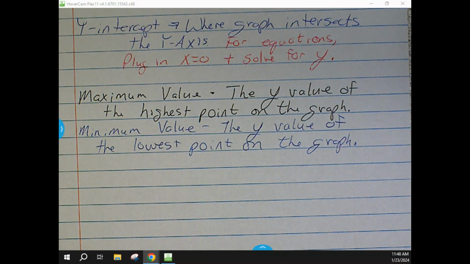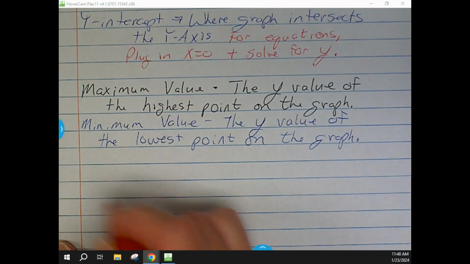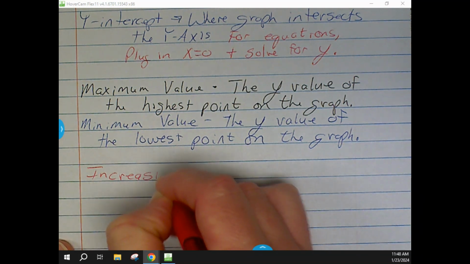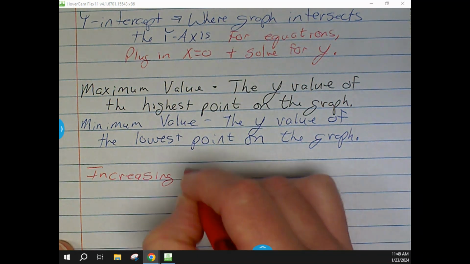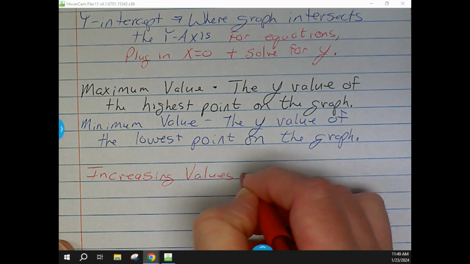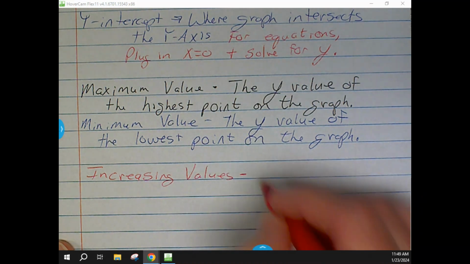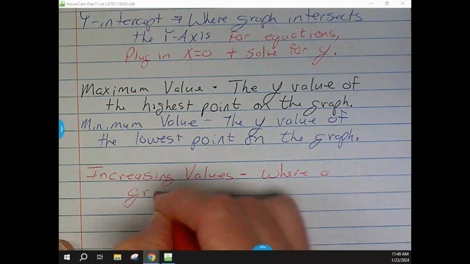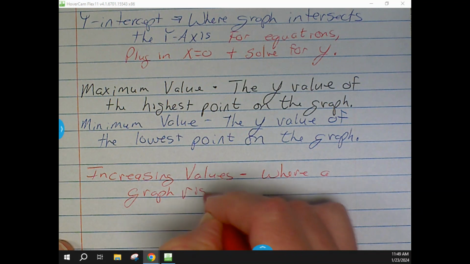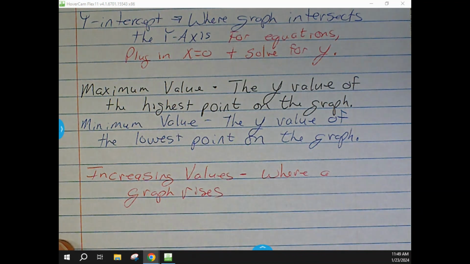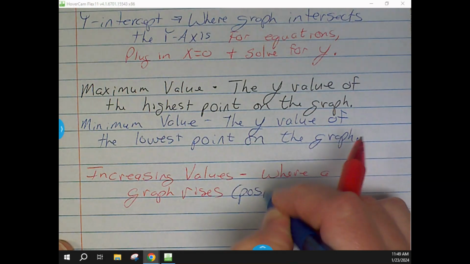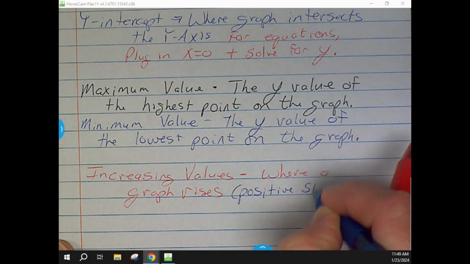Okay, and then here's where they throw in a couple of things that tie in with slope, but it's not exactly slope. We'll get there. So when we're looking at graphs, we've got increasing values, and basically this is where you've got a graph that rises. When they're talking about increasing values, that's where you have a positive slope.